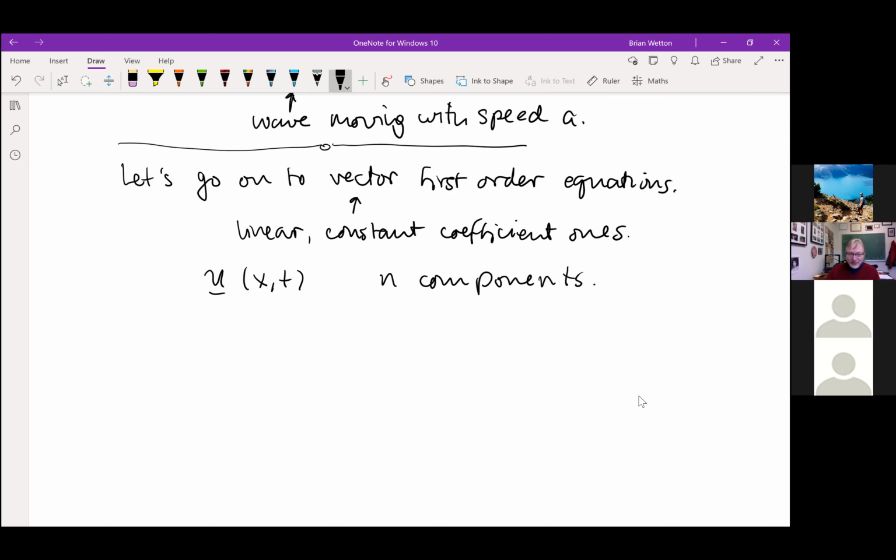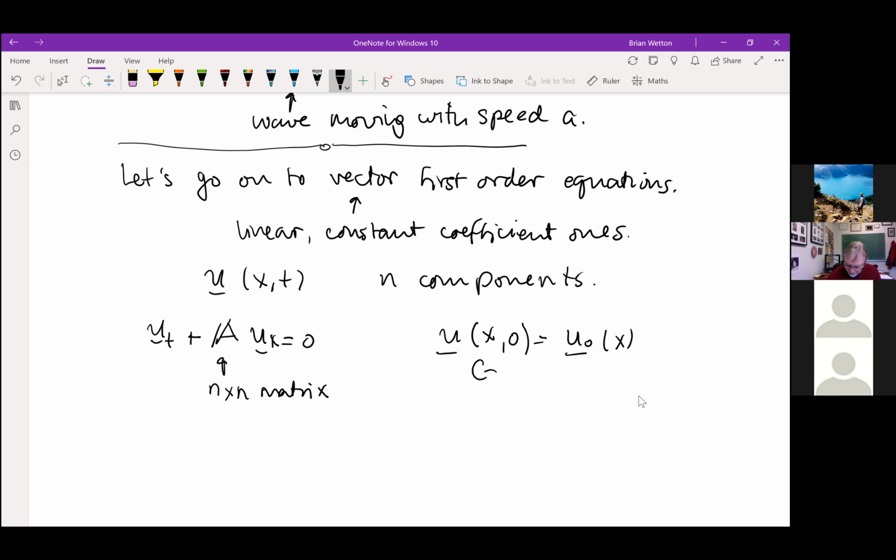Okay, so I'm going to have my vector with n components. You've seen my vector notation before. It's just the underline, right? So I'm going to have the vector u_t plus a matrix A, an n by n matrix, times u_x is equal to 0. And it will be the Cauchy problem, defined for all x. I'm not worrying about boundary conditions.